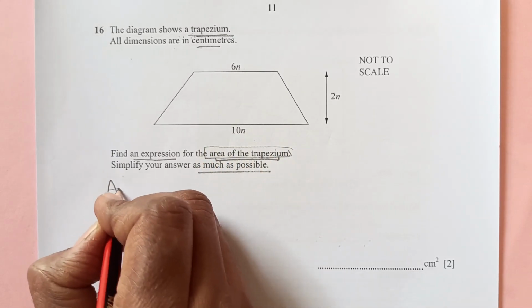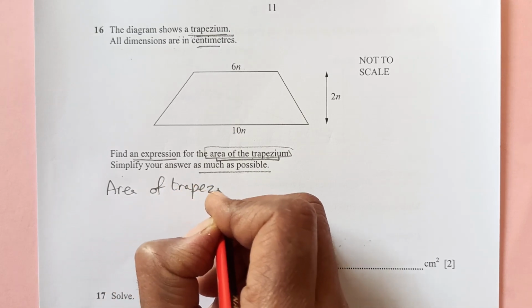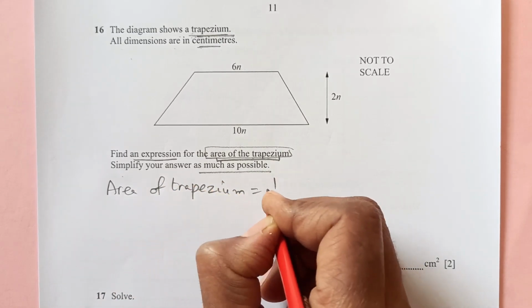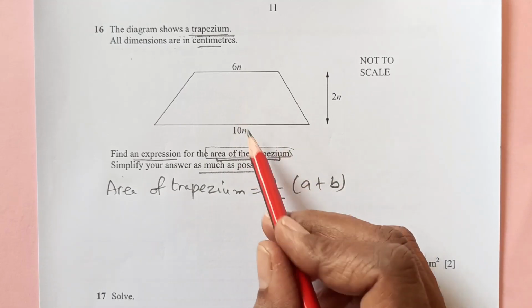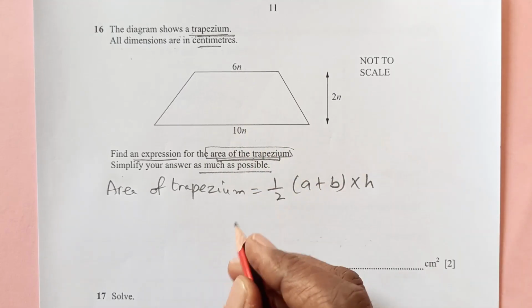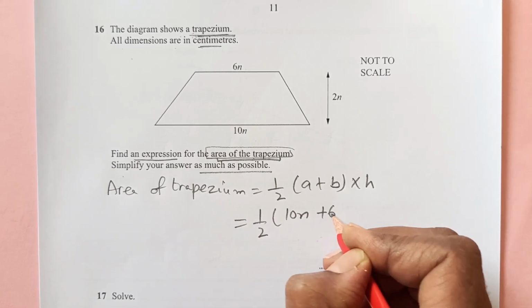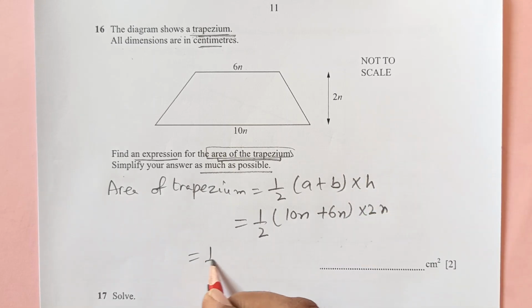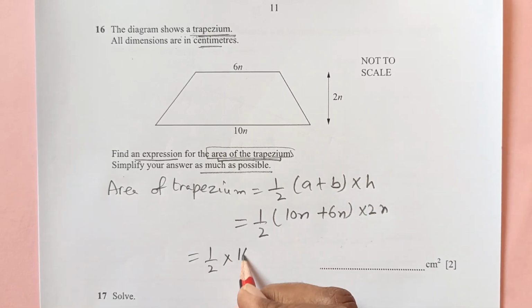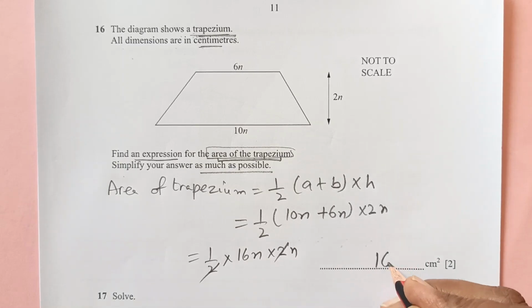So, the formula of area of trapezium, you remember? The formula of area of trapezium is half times (a plus b), that is the sum of the parallel sides, times h, that is the height. So half times (10n plus 6n) times 2n, the height, right? So half times 16n times 2n. The 2 and 2 are gone. So this is 16n squared.